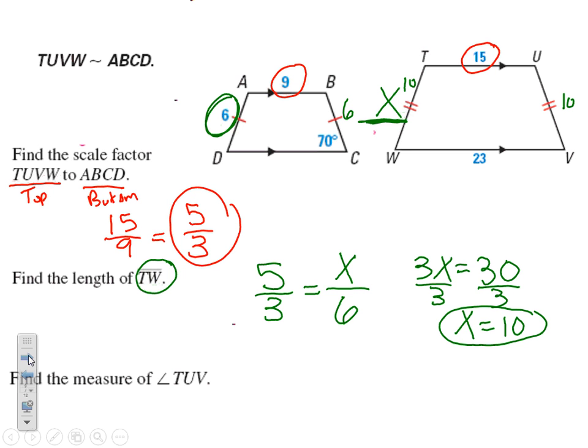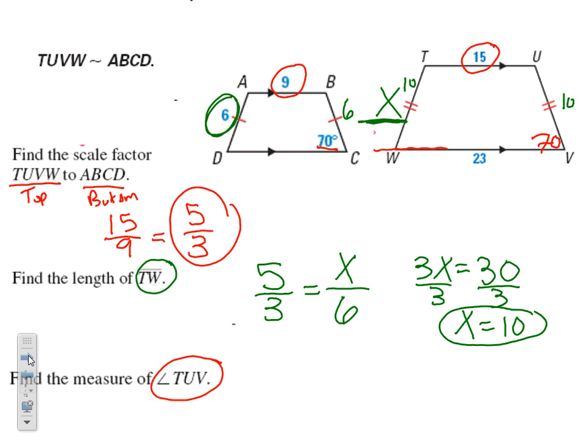Now it says find the measure length of TUV. So now we know that on both of our figures, our angles have to be the same. So if this is 70, then this has to be 70. Okay. Now we have to think back a little bit.